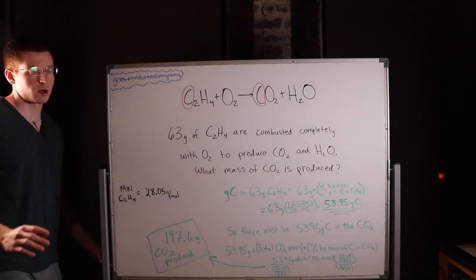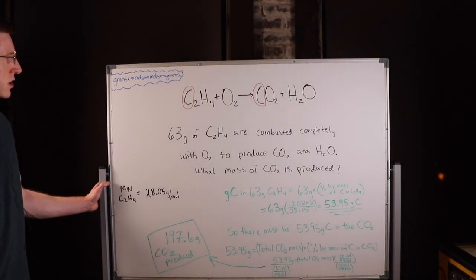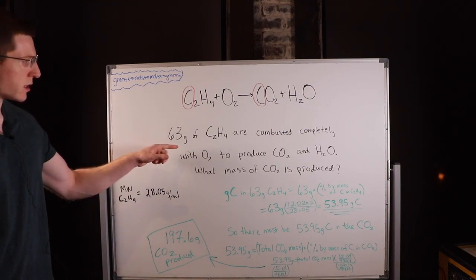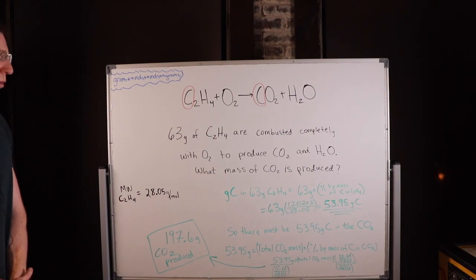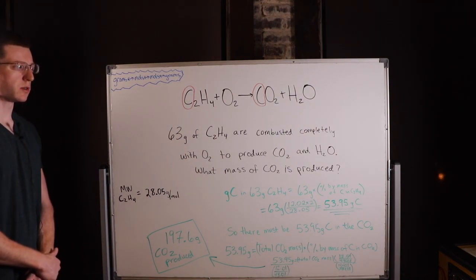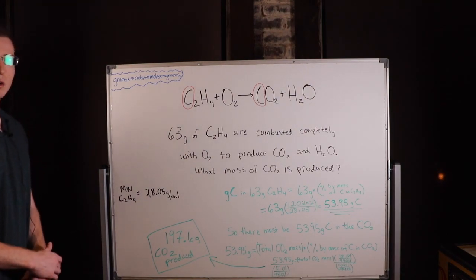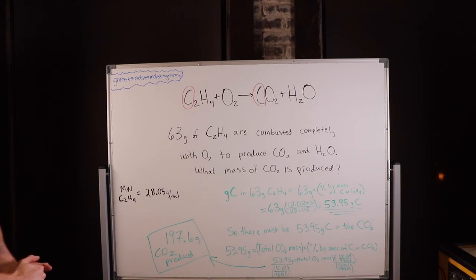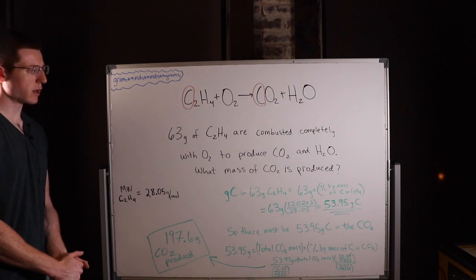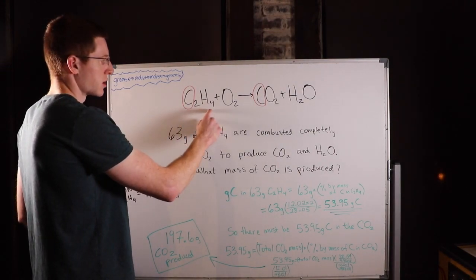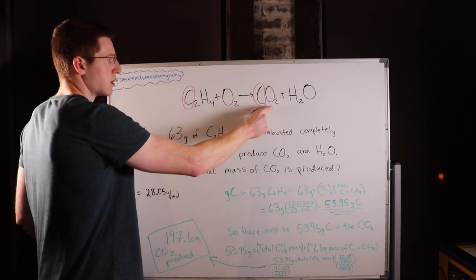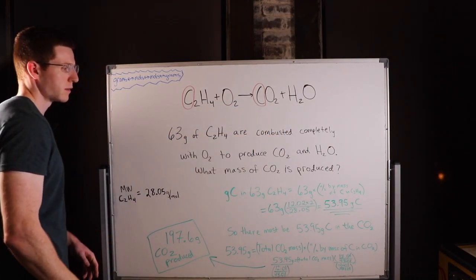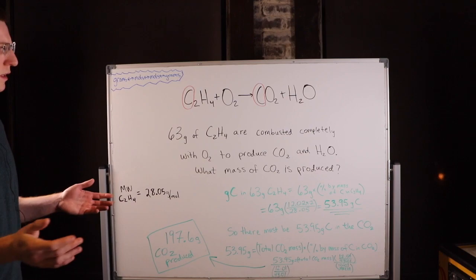Okay, so this is the last problem I want to go through for this video. They tell us that 63 grams of C2H4 are combusted completely with O2 to produce CO2 and H2O, as all combustion reactions do. And they ask what mass of CO2 is produced. So I wrote out the chemical equation up here. We've got C2H4 reacting with O2 to make CO2 and H2O. And for this problem, it doesn't really matter whether it's balanced or not.